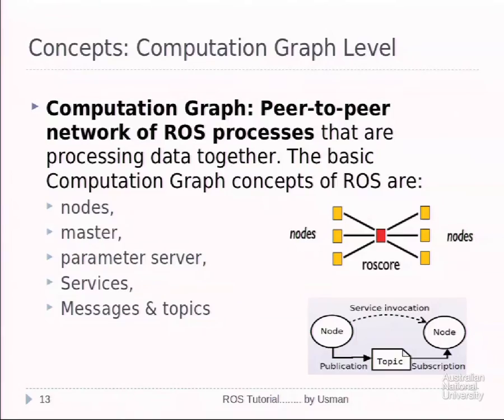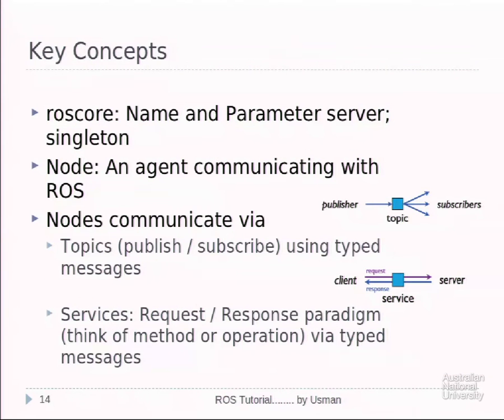Here the node, as I told you previously, is an agent communicating with the main master node, the ROS master, and it communicates in two ways. One is topics. Topics are messages. It's like you are listening to me, so you are subscribed to me. But the people who are outside are not subscribed, so they are not listening to me. They are also nodes, but they are not listening.